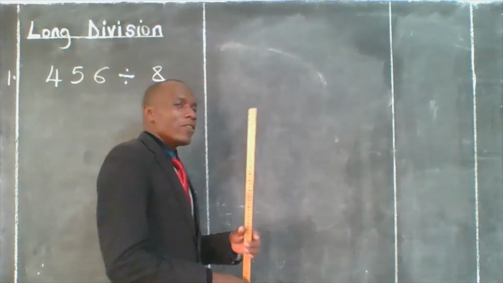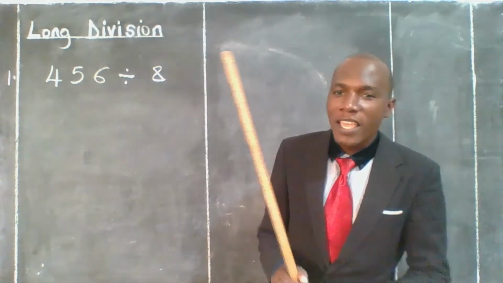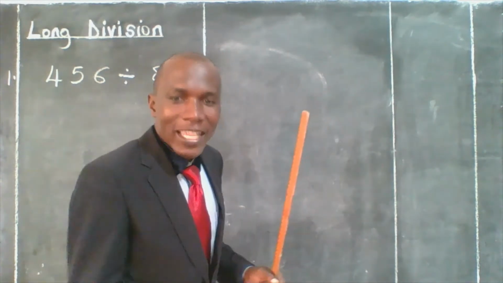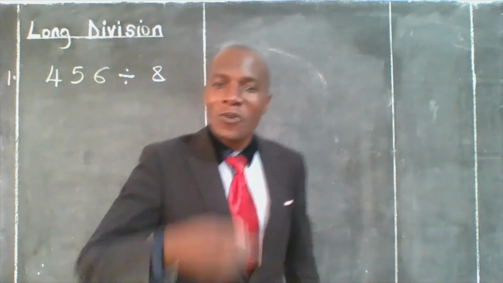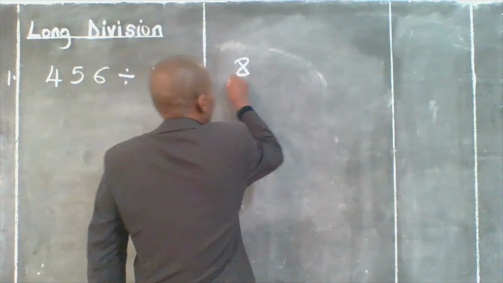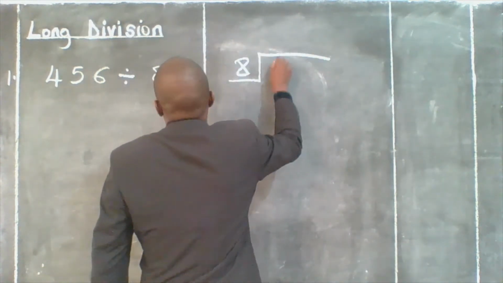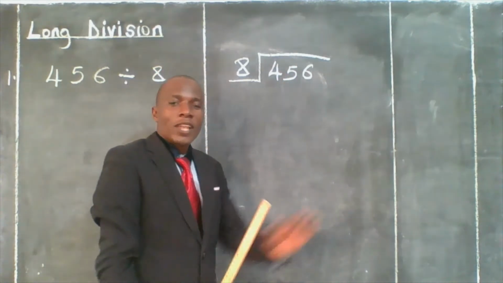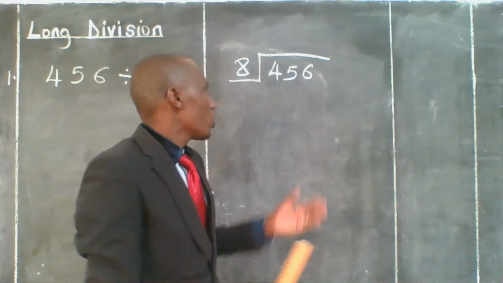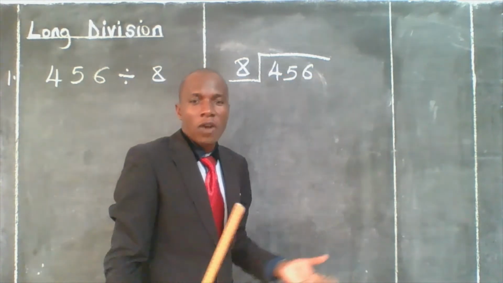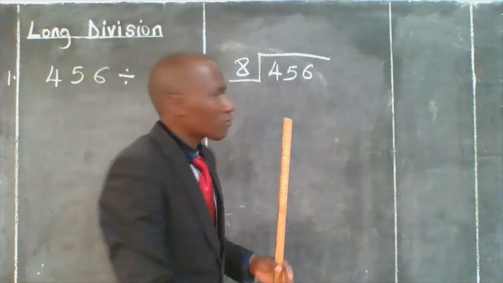Here we have been given the number, which is 456 divided by 8. Let us handle it very fast and see how best we can beat it. So we have 8 and here we have 456. As I told you, we go step by step.